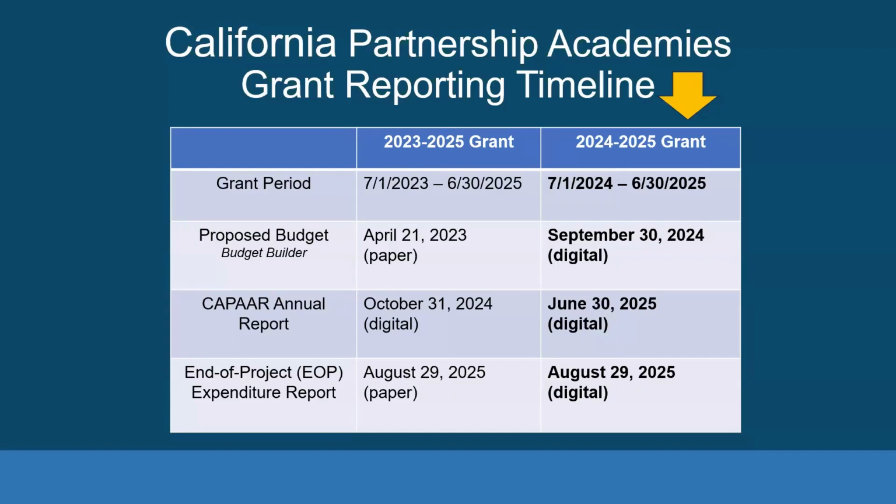And to do your end of project expenditure report for the 23-25 grant, our fiscal analyst team will be emailing you a paper version of the end of project report that you'll have 60 days to complete. So that will be due at the end of August. Again, the 2-year grant has a paper end of project. It will be emailed to you by your fiscal analyst, and then you'll have 60 days to complete it.